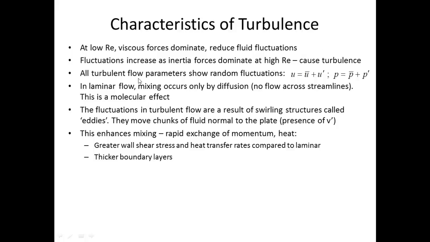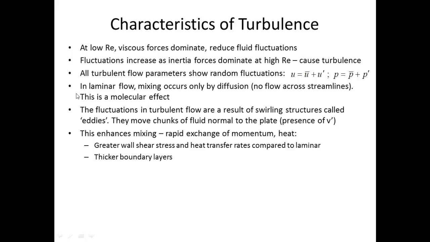In turbulent flow, all the parameters such as velocity, temperature, pressure, etc. show random fluctuation, so these parameters are commonly expressed as a sum of a mean and a fluctuating component. As shown here, the quantities with an overbar are the mean quantities, and the quantities with the dash or the prime are the fluctuating parameters.